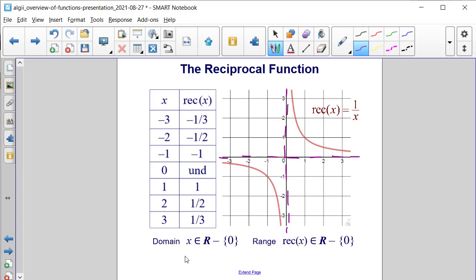If you were writing these in bracket notation, you could write the domain as from negative infinity to 0, non-inclusive, in union with 0 to infinity. And you can do the same with the range. For the range of this function, you can write it as negative infinity to 0, not including 0, or non-inclusive, in union with 0 to infinity.